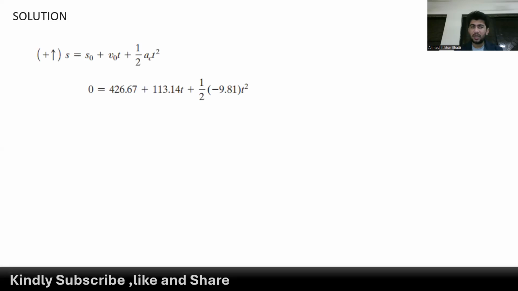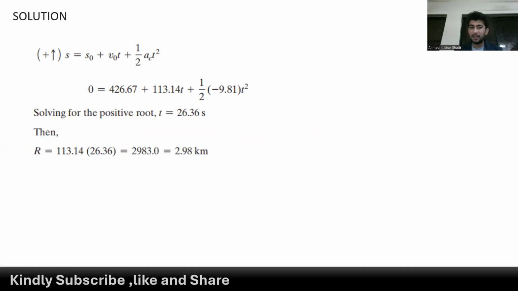So we can again use the third equation of motion. You see, in projectile motion, the equations of motion play a very important role. Here the initial height is 426.67 meters, while the final height is 0, and the initial velocity in the vertical direction is 113.14 meters per second, and we have time, and again the acceleration due to gravity, that is minus 9.81 meters per second squared. If we solve this equation for the positive root, we get the time.